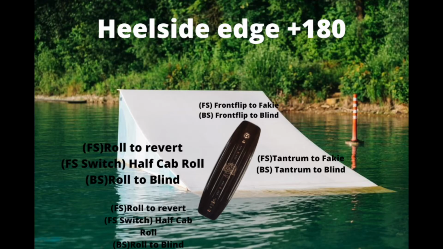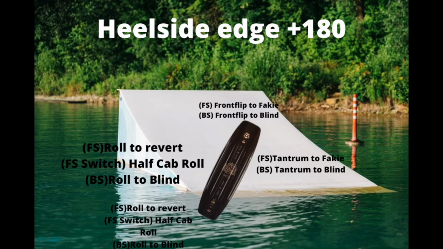Now let's go over all the flips if you do a 180 with it. If you're on your heel side edge and you cartwheel over the nose and do a front side 180, it's called a front to fakie. If you do a backside 180, it's called a front flip to blind, or a Hasselhoff if it's switch. If you roll over your heel side edge and do a front side 180, it's called a tantrum to fakie. If you roll over your heel side edge and do a backside 180, it's called a tantrum to blind. If you cartwheel over your tail and do a front side 180, it's called a roll to revert. If you do it switch, it's called a half cab roll. And if you do it backside, it's called a roll to blind.